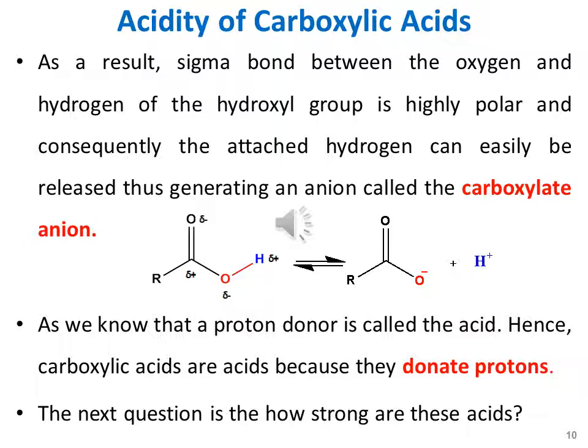Any species that produces a proton or can donate a proton we say is an acid. That's why carboxylic acids are acids, because they donate a proton. If they have one carboxylic functional group, they will donate one proton. If they have more than one, they will donate more than one hydrogen per molecule. Here I have shown a monocarboxylic acid, and hence one molecule of the carboxylic acid is donating one proton.